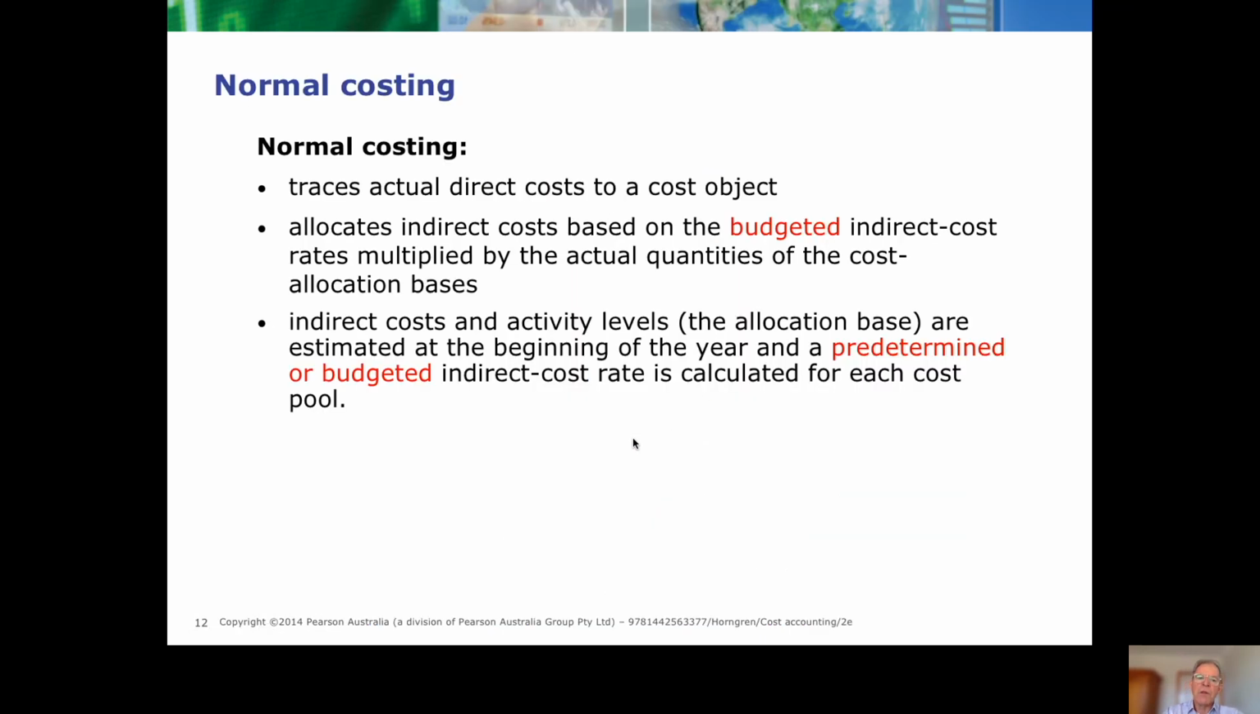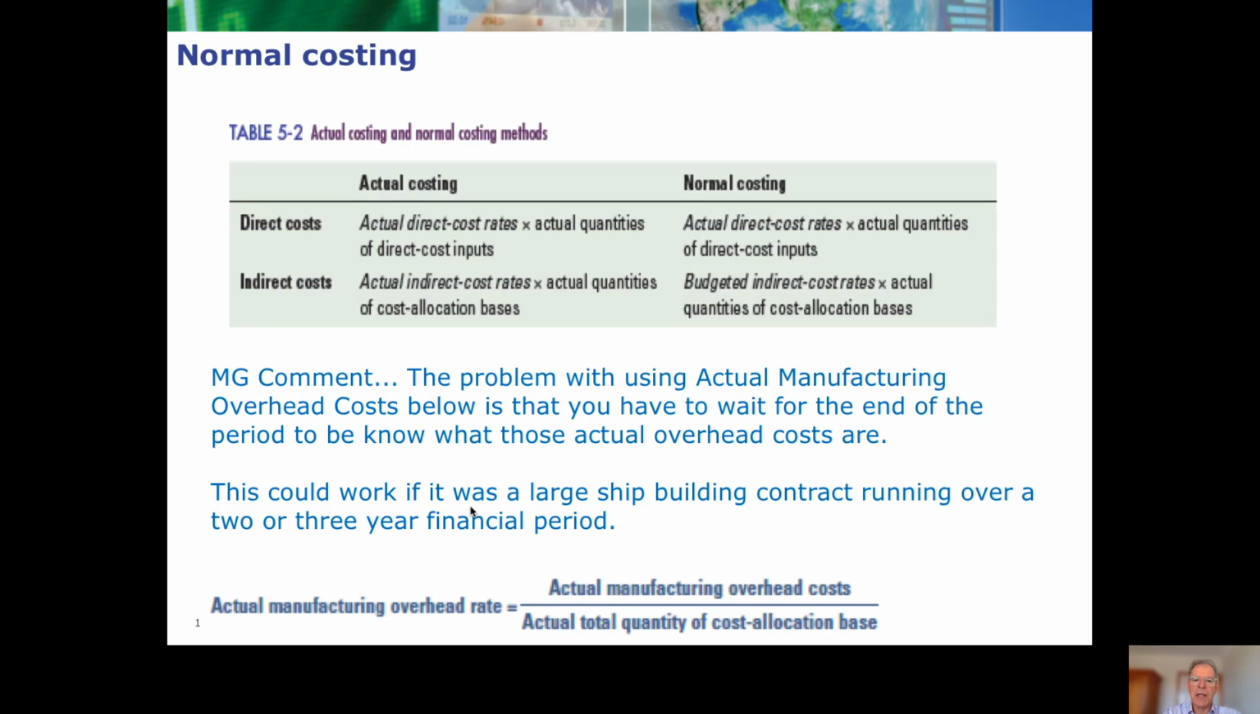Well, we could use normal costing. Most businesses would use normal costing, where we track and trace actual direct cost to the product or the job, and we allocate the overhead cost based on budgeted figures. And we've predetermined that; we've worked it out at the beginning of the year. That's normal costing. Most of our questions will be relying on normal costing.